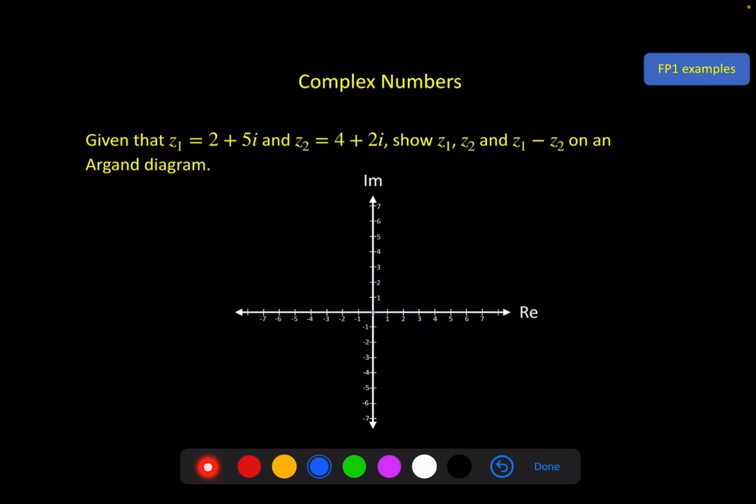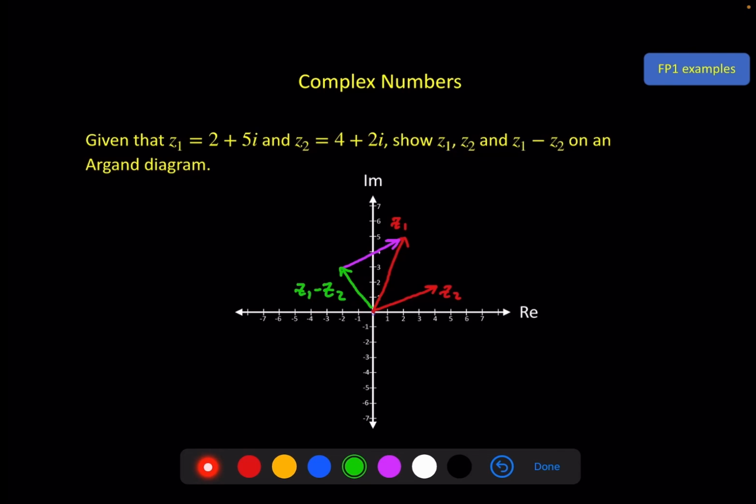In much the same way, we can do a subtraction, which you know is just the addition of a negative. So we have Z1, 2 plus 5i, is about here, and Z2, 4 plus 2i. And then if I want to do Z1 minus Z2, I can put Z2 head to head with Z1, like so. And in green, I have Z1 minus Z2.